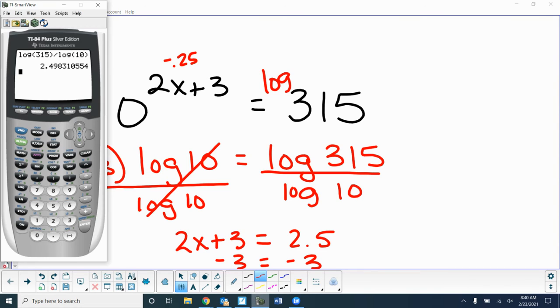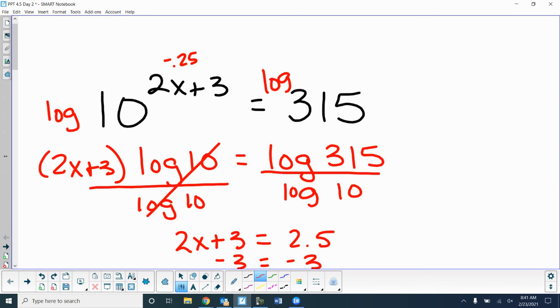So, you know, you just put in your calculator 10 to the, and then it's going to be 2 times negative 0.25 plus 3 power. All right? And that's going to be close to 315. It won't be exact. So it gave us 316. That's pretty close, right? Okay? So that's the exponential ones. You guys are pretty good at those.